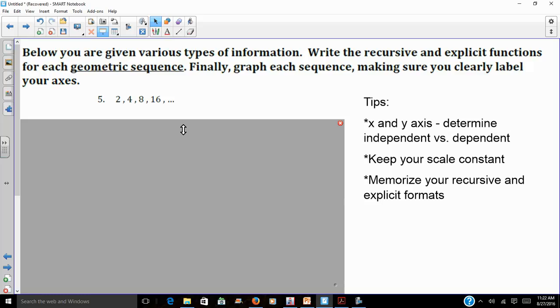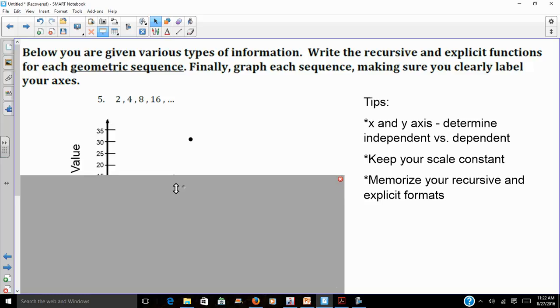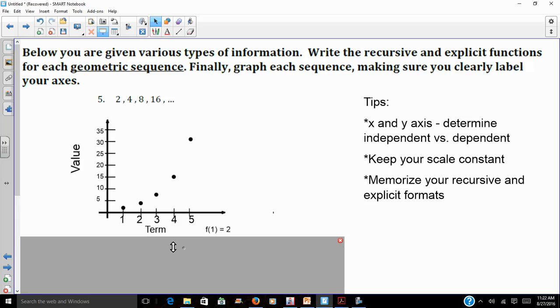I just happened to graph first. So this is what my graph looks like as I get started. Ignore this for just a moment. I chose to label my x value, of course, with the term number: term number 1, term number 2, term number 3, and term number 4. That is not explicitly given here, but we do have to recognize that that is term number and is our important x-axis independent variable.